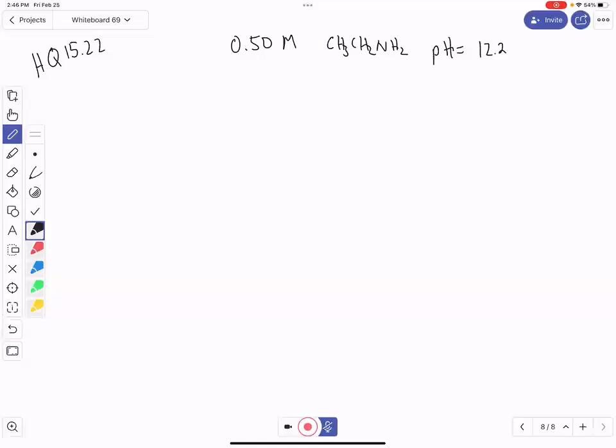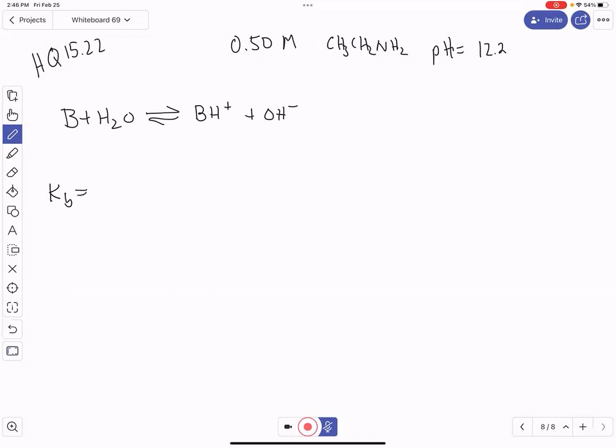So Kb is a little bit different because we have our generic base reacts with water to form our conjugate acid and hydroxide. So our Kb is actually the conjugate acid times hydroxide all over the concentration of our base. So even though we have pH, right, we eventually need to find hydroxide because hydronium doesn't show up in this equilibrium.